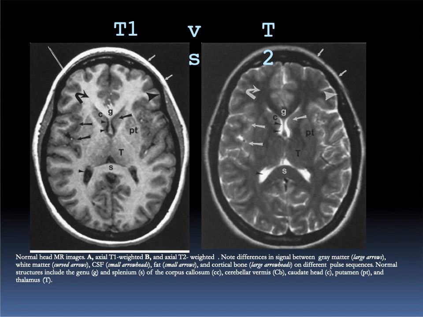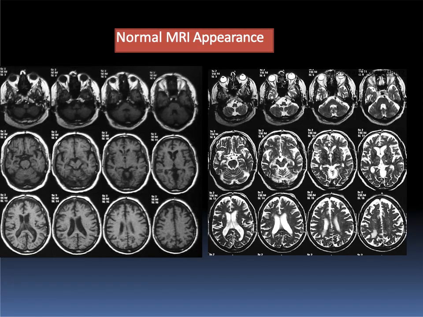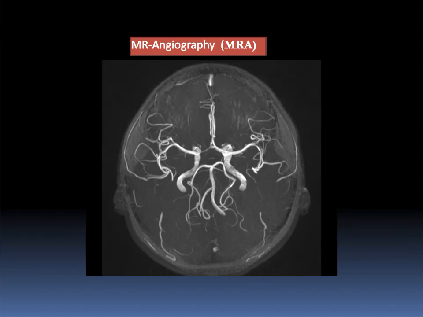So this is all the basal ganglia. This is the genu of the corpus callosum. This is the thalamus. This is the splenium of the corpus callosum. The normal MRI usually we have T1 and T2. So on your left is T1 and your right side is T2.